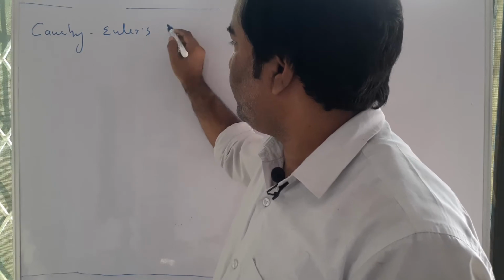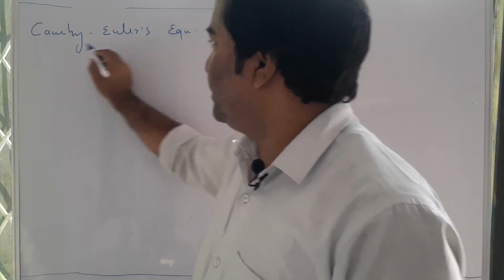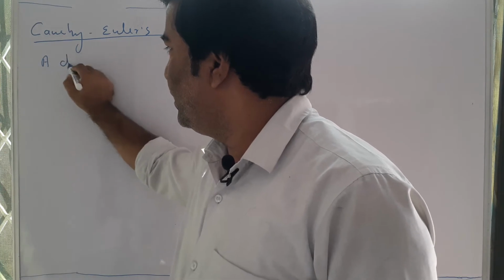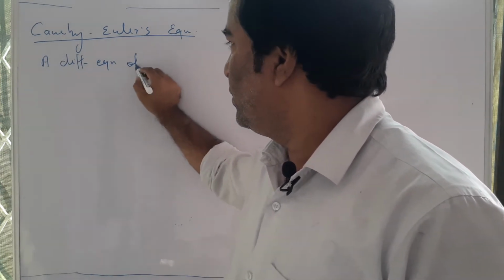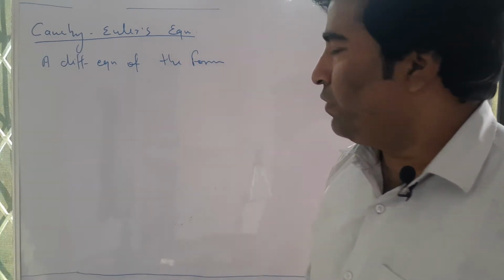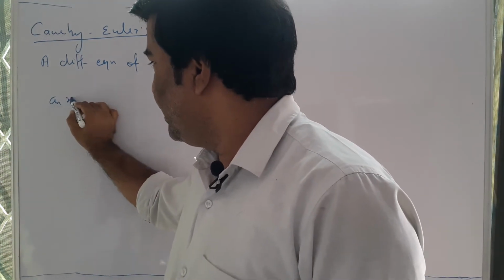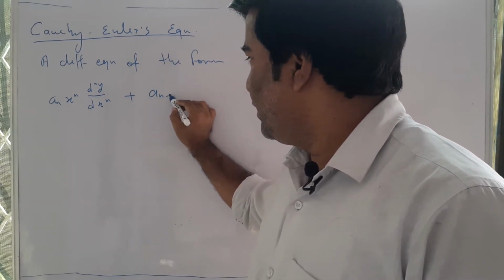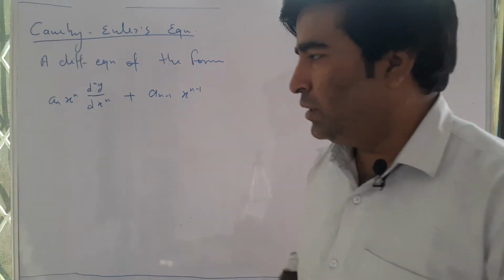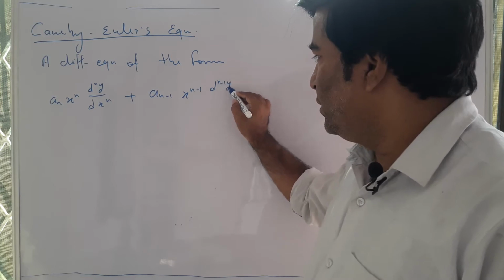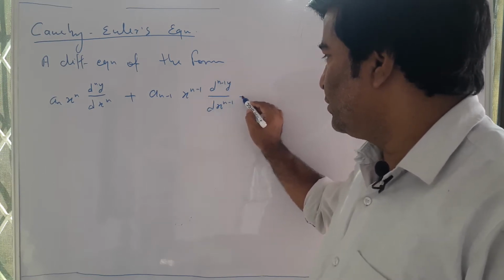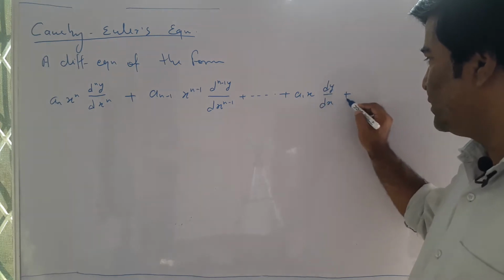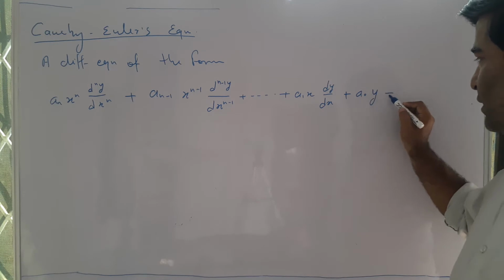Cauchy-Euler equation. A differential equation of the form a_n x^n d^n y/dx^n + a_(n-1) x^(n-1) d^(n-1) y/dx^(n-1) + and so on, + a_1 x dy/dx + a_0 y = q(x).